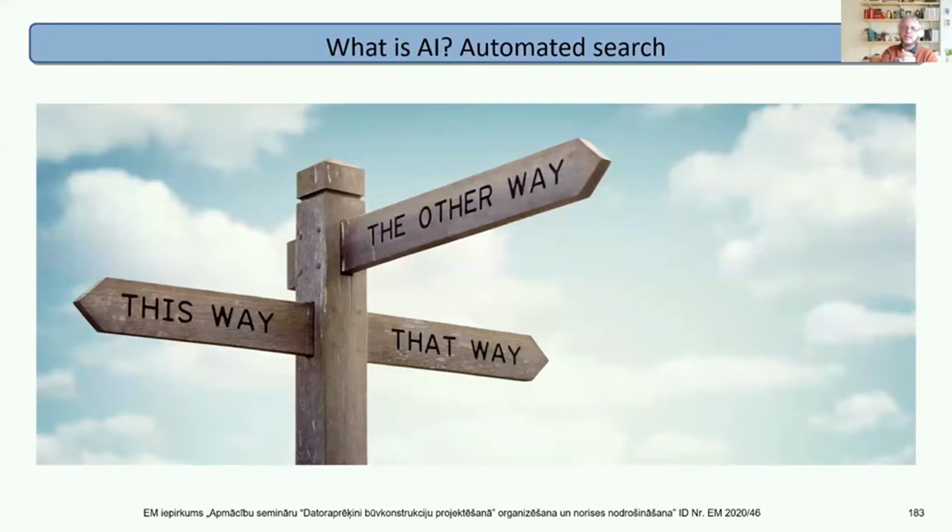One of the things is automated search. Route finding, your sat nav, is an AI device, but also you're searching through databases. So the internet, Google is also an AI search, but you might also be searching through design options to find the best answers.